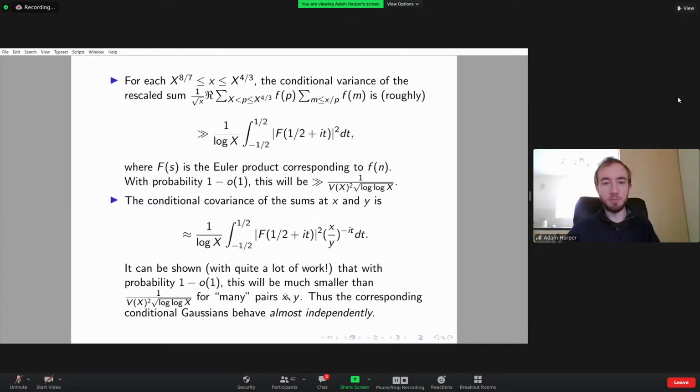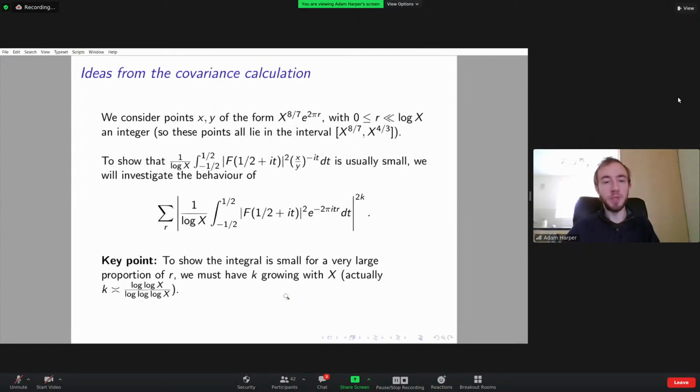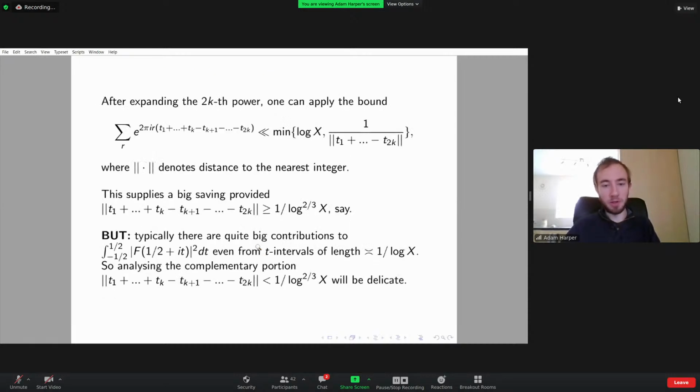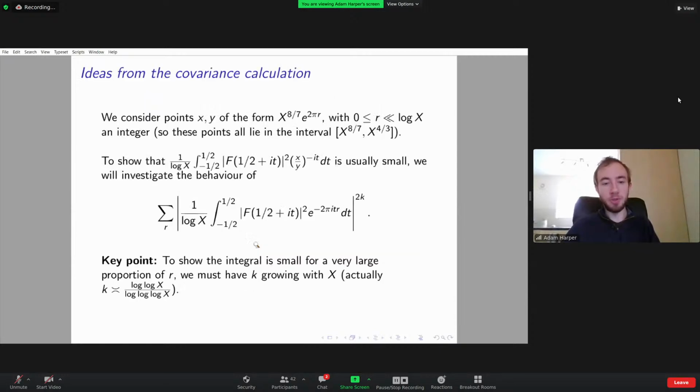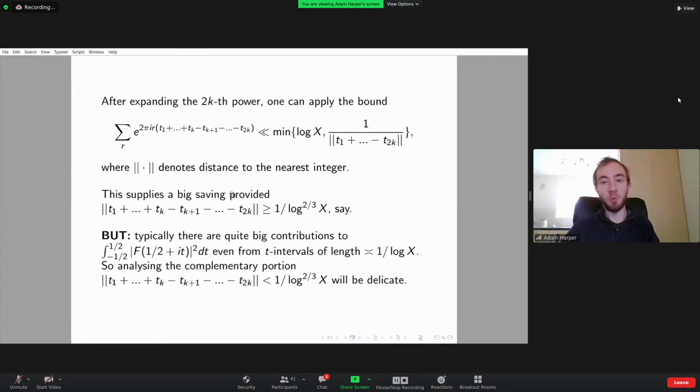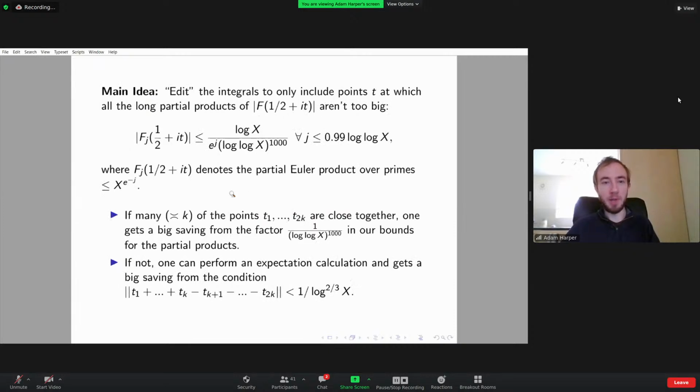So I won't really say anything about how you do this covariance calculation, which is the main technical thing in the proof. It uses some standard analytic number theory tricks for such things. So you look at the sum over different points of a big power of the integral that you're looking at, and you try to get some cancellation in that. You expand everything out, but actually doing it is rather delicate. There are big contributions to these integrals from just little ranges of t, and you have to understand their structure quite well to make the argument work. So if anybody's interested, they can maybe ask about that.